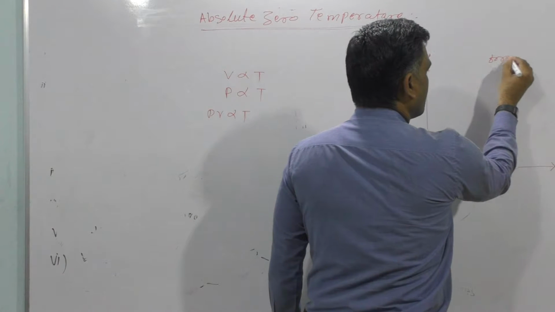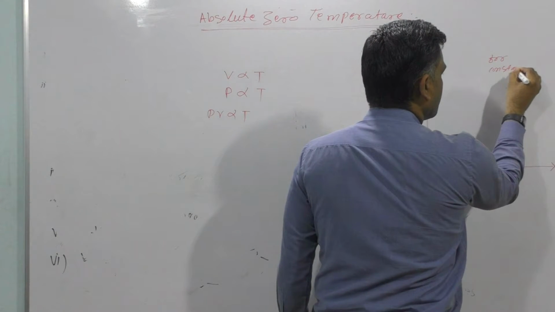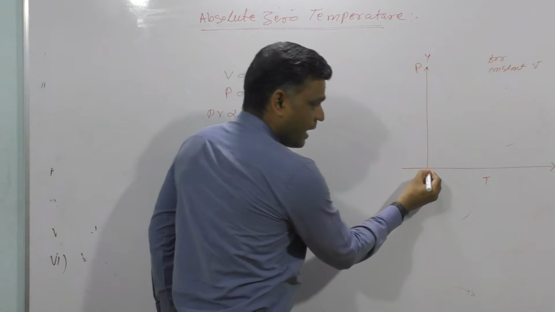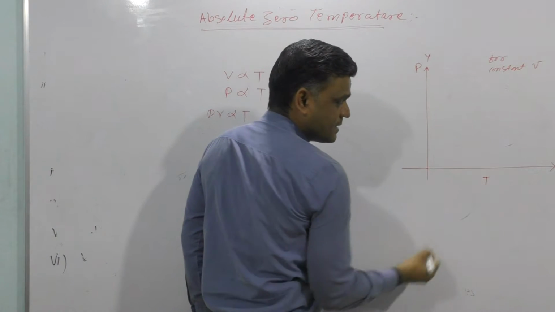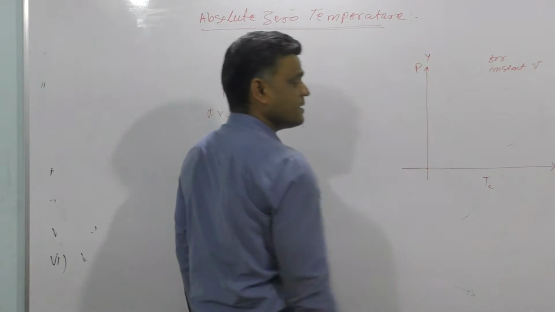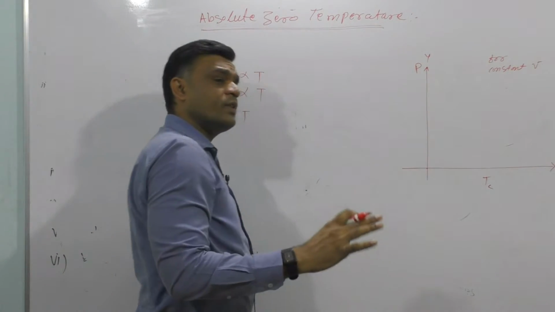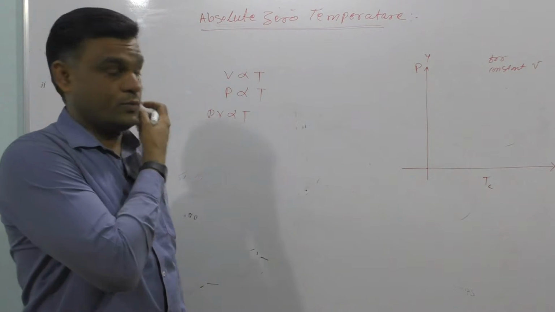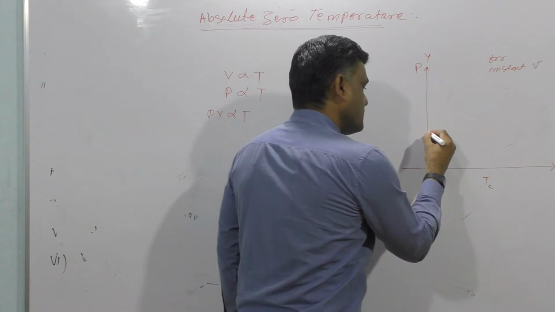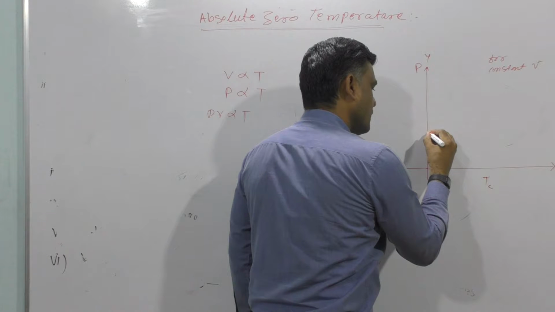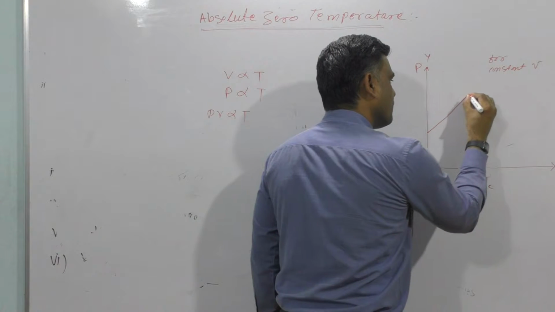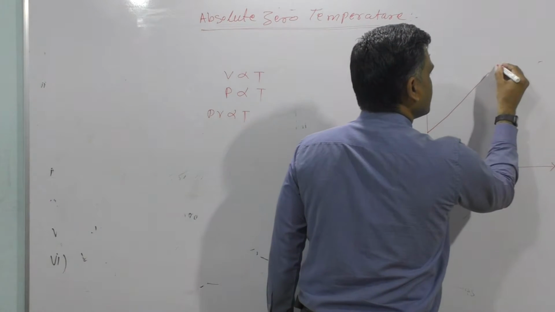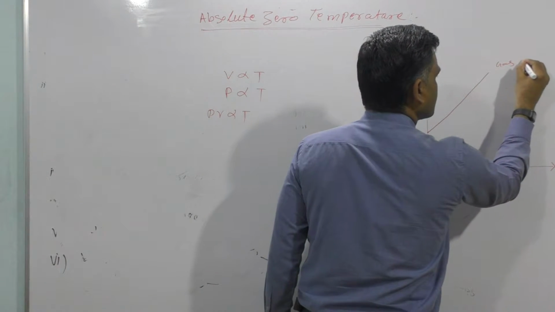Constant volume V. What do I obtain? But remember that at 0 degree Celsius, here temperature in Celsius, the pressure of the gas is not 0. Suppose somewhere here, and I obtain the graph like this. Say any particular gas, say gas 1.